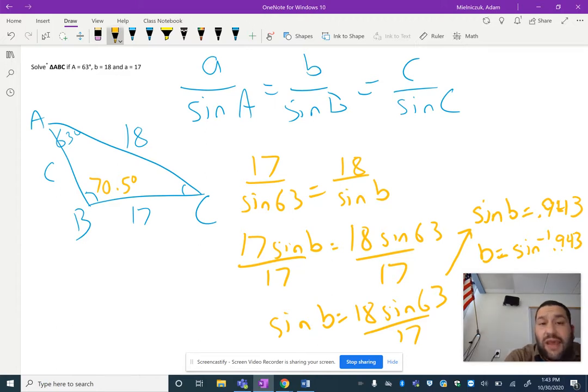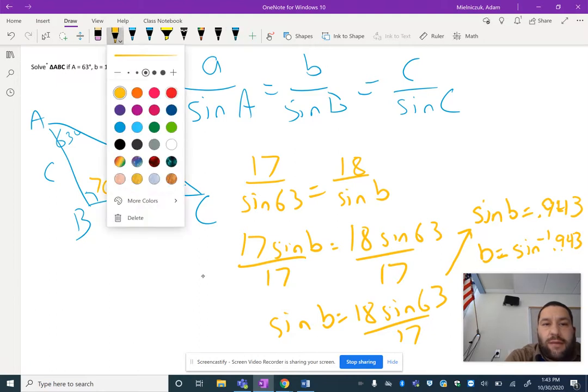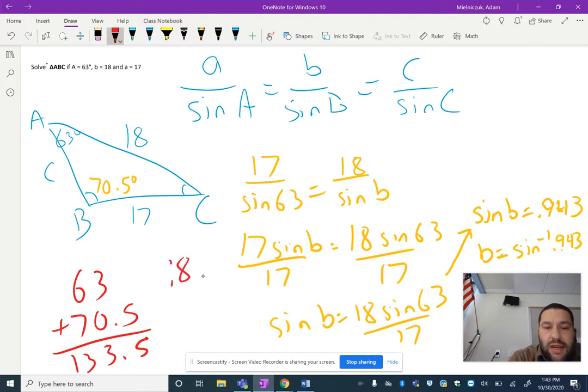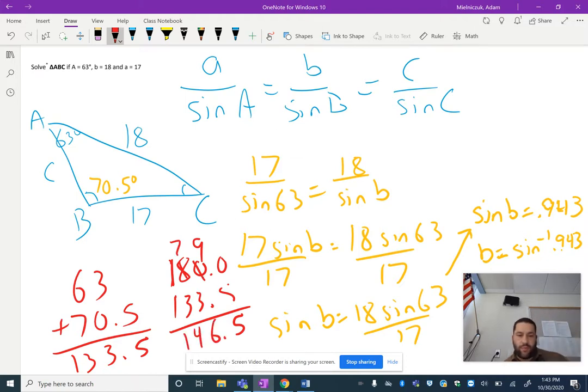We can find angle C just by knowing that a triangle adds up to 180. So 63 and 70.5 gives us what? Gives us 133.5. So 180 minus 133 and a half is going to give us what? Is it 146.5, I believe. So we can say that this angle here is 146.5.